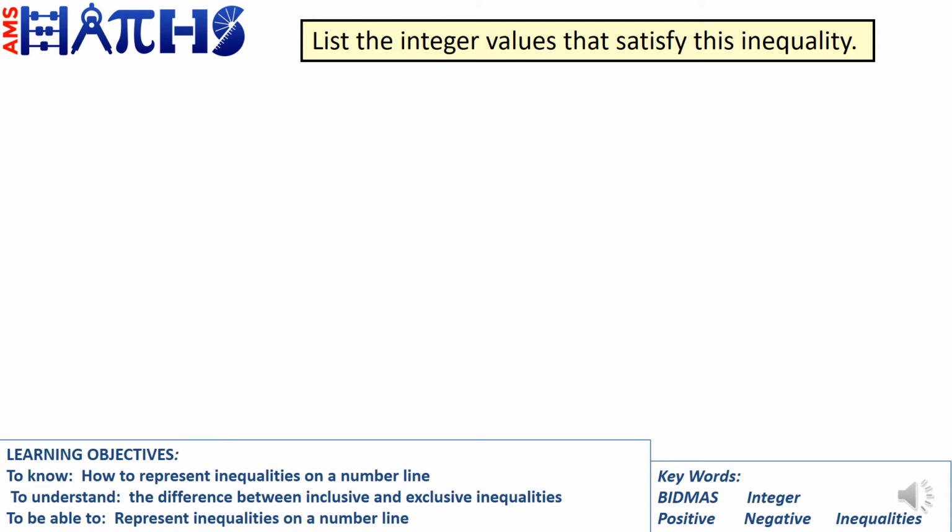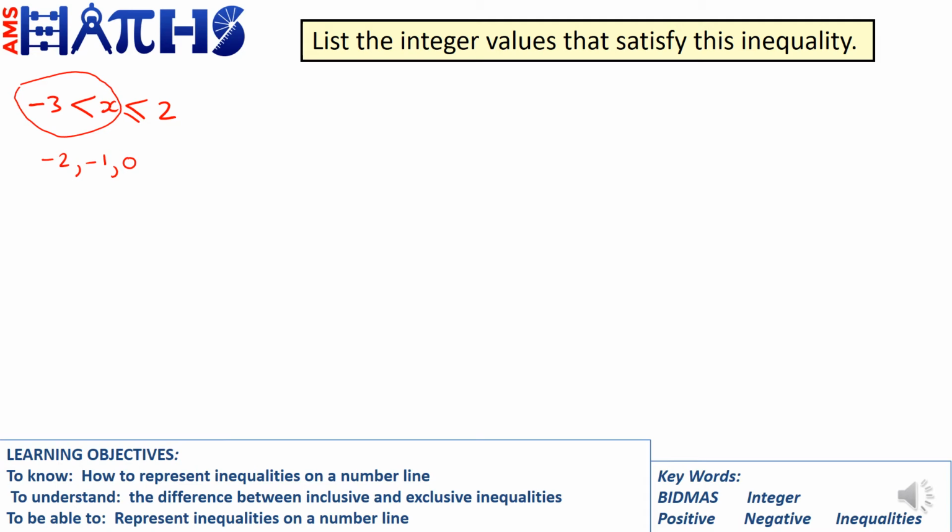Let's look at listing integer values that satisfy the inequality. All right, so if we had -3 < x ≤ 2, then what we do is we can take the inequality in parts. So we could do this part of the inequality and see that -3 needs to be smaller than x, or x needs to be bigger than -3. So the values of x bigger than -3 will be -2, -1, 0.